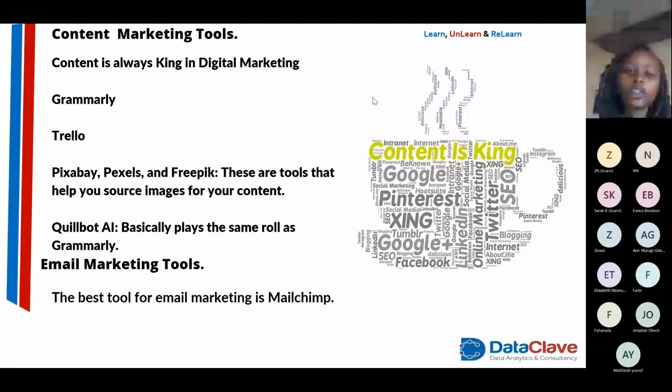Quillbot AI. Quillbot basically plays the same role as Grammarly, but it's an AI, so it can do more things than Grammarly. You can rephrase your content and all that. So yeah, it's also very important. Then for email marketing, the best email marketing tool is MailChimp, and it's very ideal if you're starting out with email marketing.